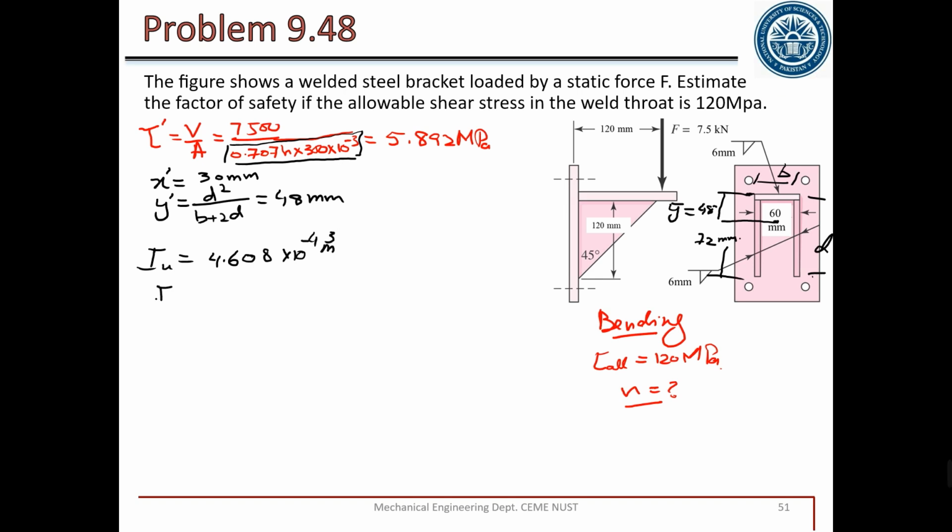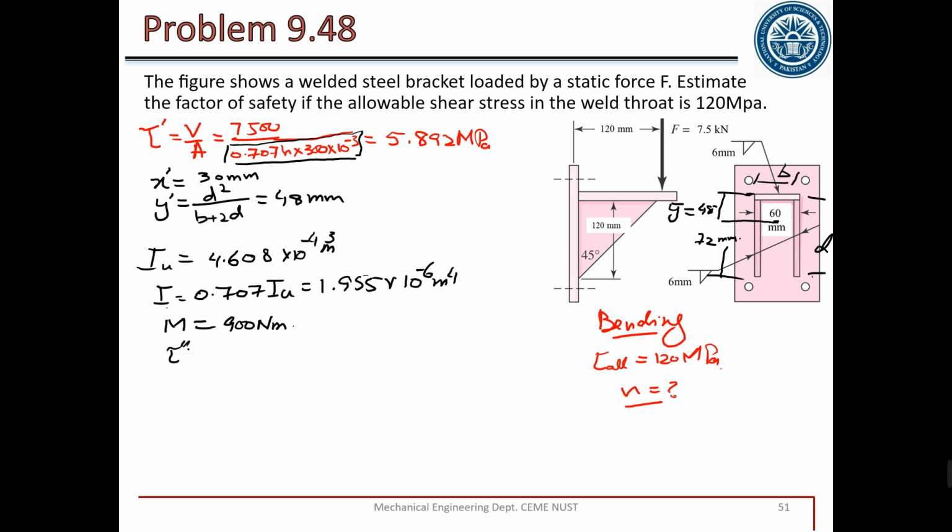And the value of I is equal to 0.707 IU, which is equal to 1.955 into 10 power minus 6 meter 4. So we have I, we have X bar, Y, we have tau prime. And to calculate the bending moment, what is the magnitude of the bending moment? M is equal to F into moment arm, which is equal to 120 mm into 7.5, which gives us 900 Newton meter of bending moment. So we have all the values.